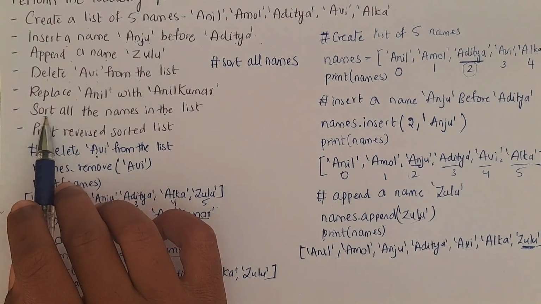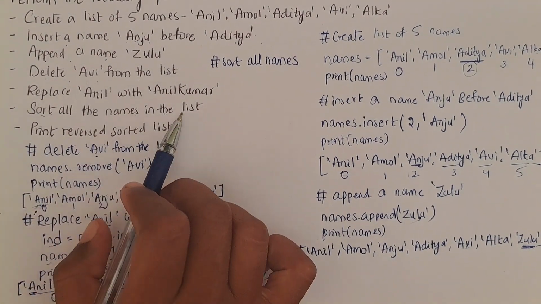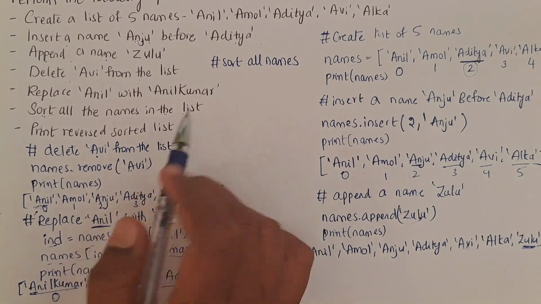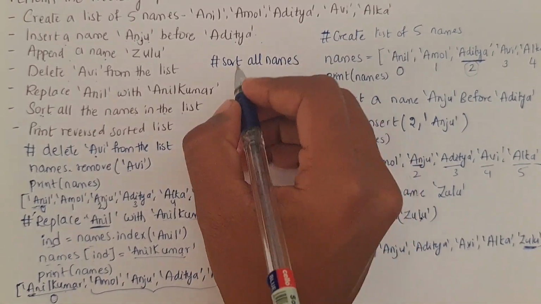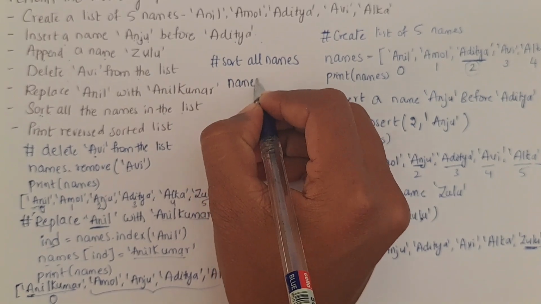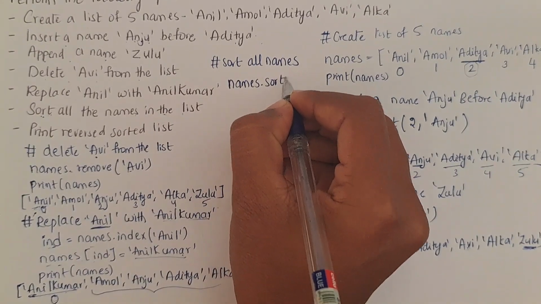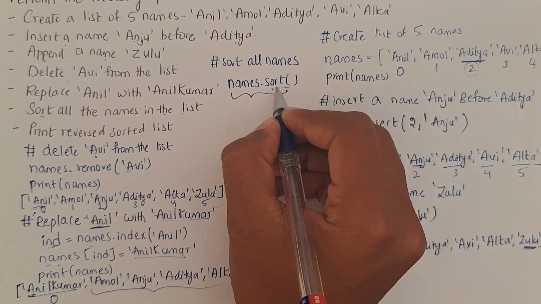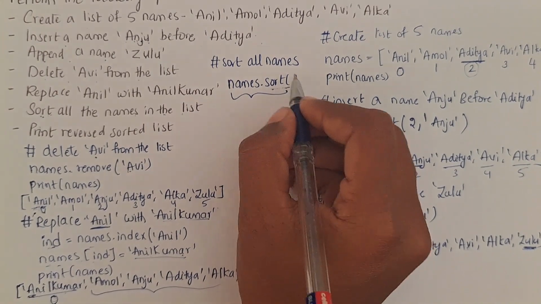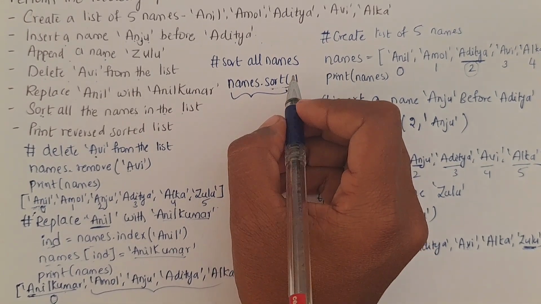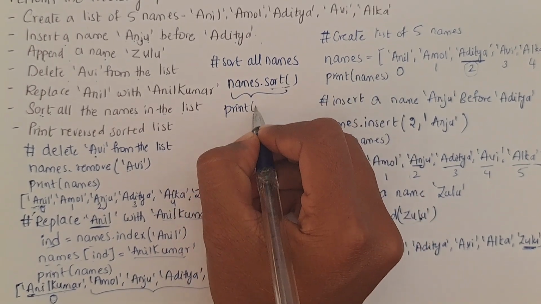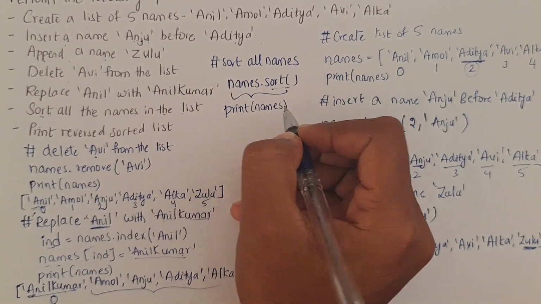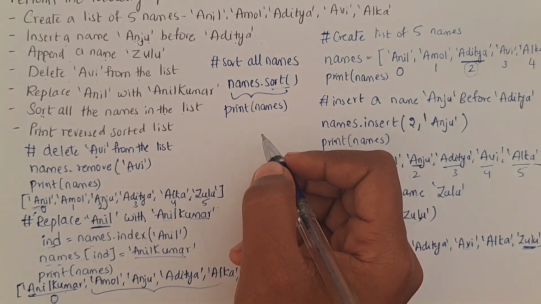The next statement is sort all the names in the list. So how can we write it? Our list is names, and we use the names dot sort function. This sort function will sort all the items in the list, which modifies the list. If you print the names, that is the list, you will get the sorted list.